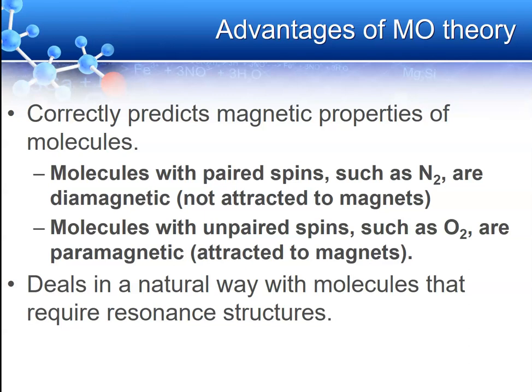The other thing is that MO theory deals in a more natural way with molecules that require resonance structures. So if you use MO theory, you just have one structure. You don't have to draw all those many structures that we've been drawing for the last couple weeks, because one structure wasn't sufficient to describe a molecule that exhibits resonance.